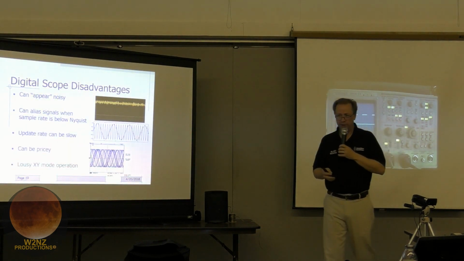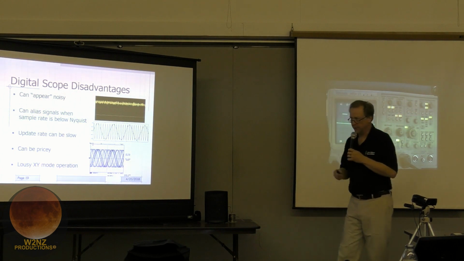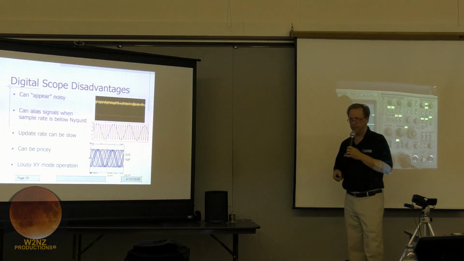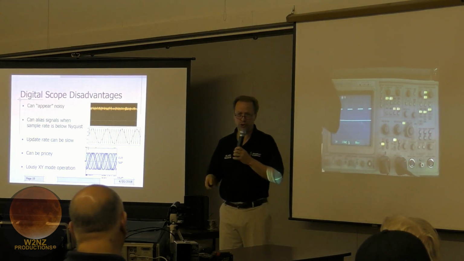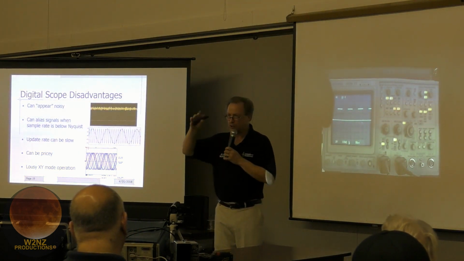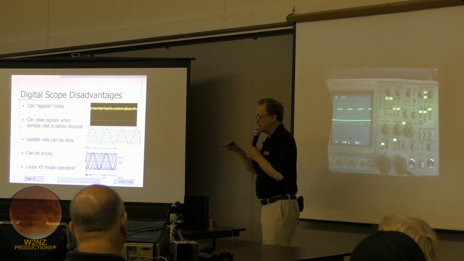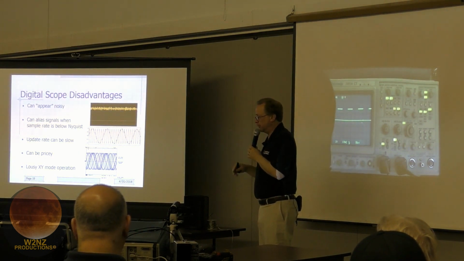Now what are some of the disadvantages for digital scopes? They made them all sound wonderful, but they can be a pain in the butt. A lot of people will complain that, oh, I don't like a digital scope because it's noisy. The traces are kind of fuzzy and noisy. The traces look really nice and sharp on my analog scope.